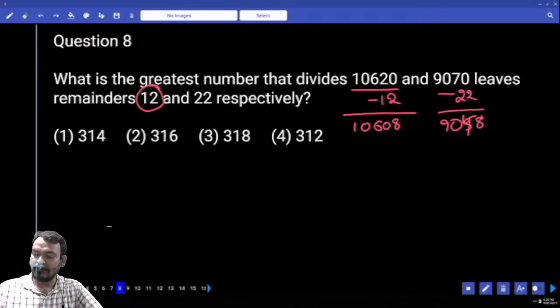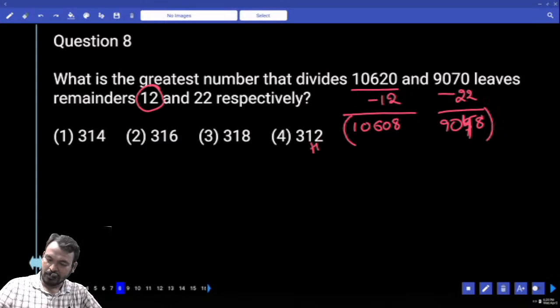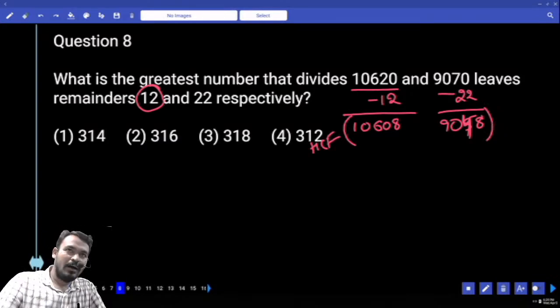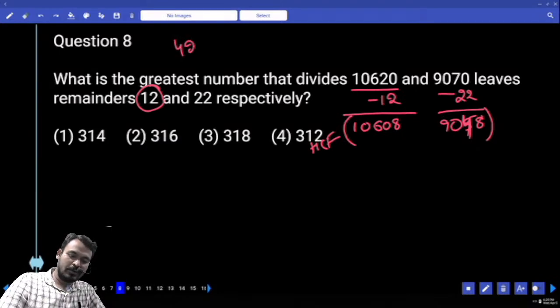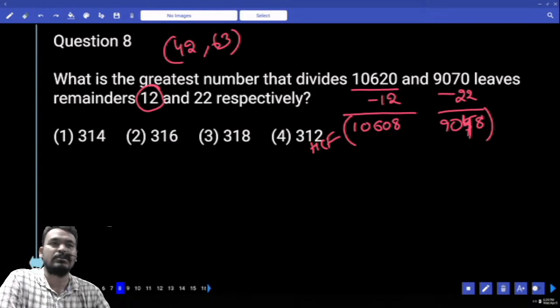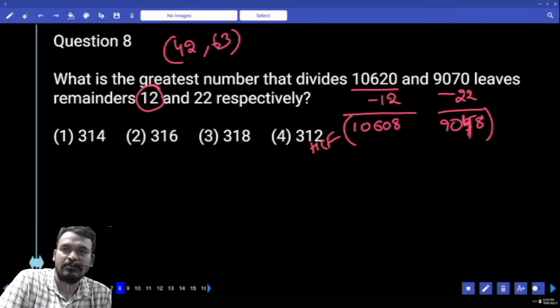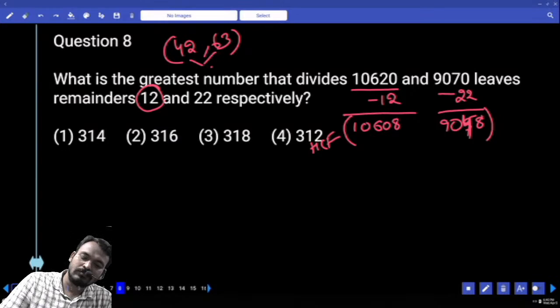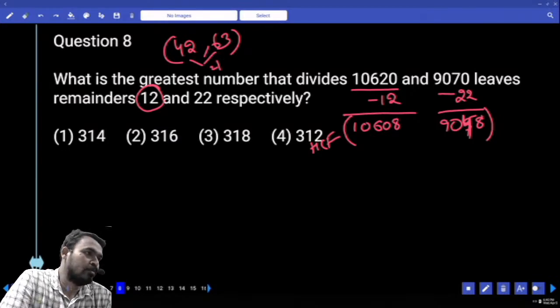9058 or 48? 48 or not? 9048. Then we require the remaining values, HCF or not? Okay, first suppose the first number I wrote is 42, the second number I wrote is 63. What is the common factor of 42 and 63? Or what is the difference between these two?